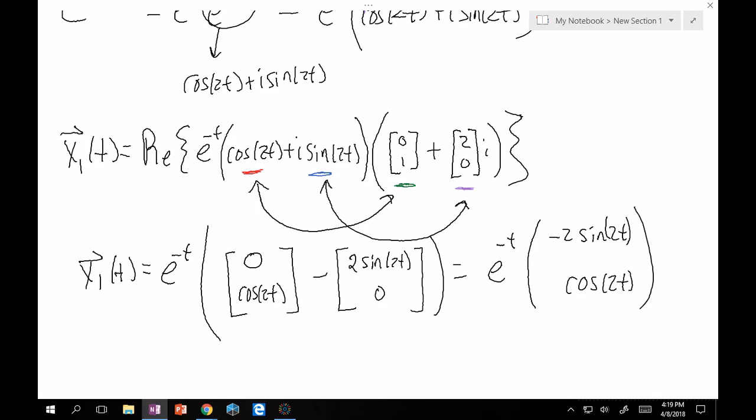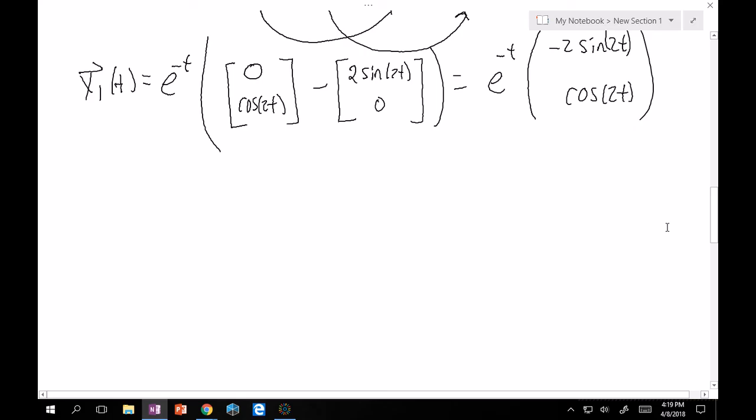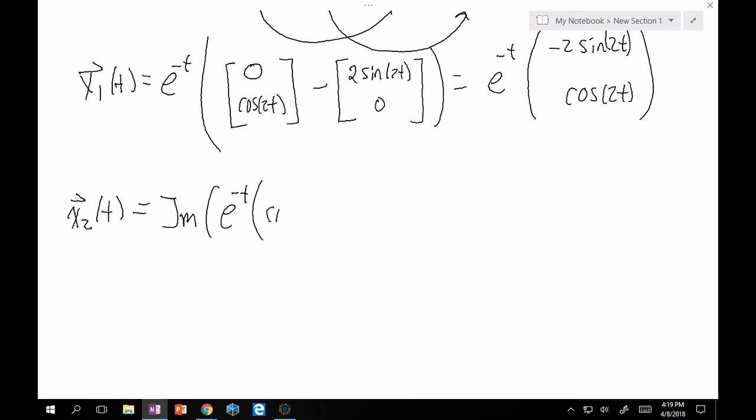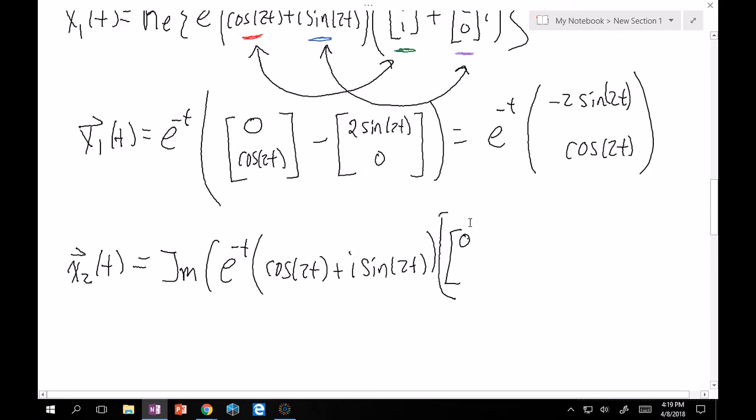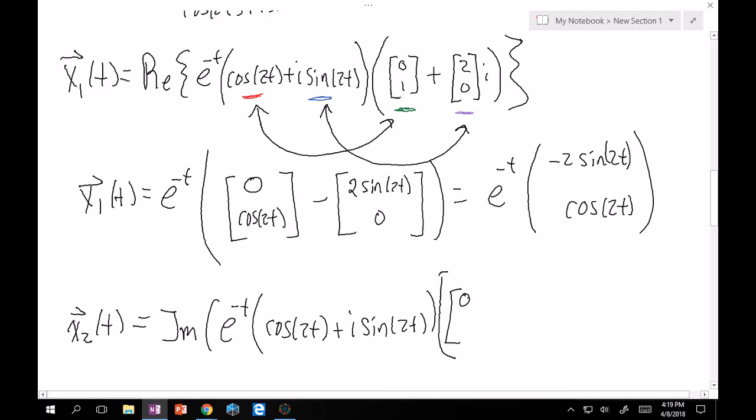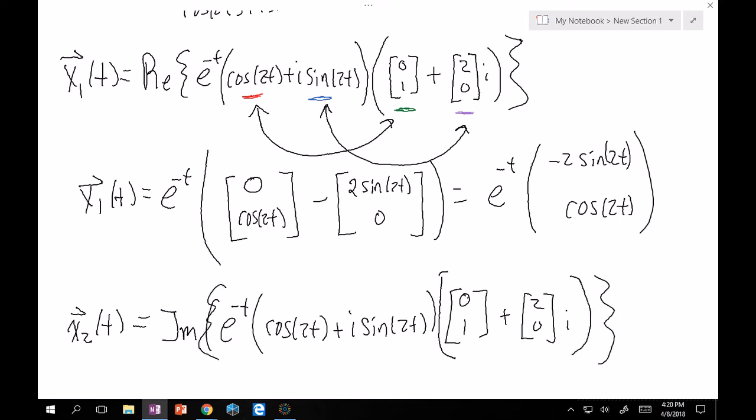Great, so that is our x1. And now we want to do something fairly similar for x2. x2 is pretty much the same thing, except now we deal with the imaginary operator. So this is e to the minus t times, was it cosine 2t plus i sine 2t, times, let's put another parenthesis here, 0, 1, plus 2, 0, i. Let me put that squiggly.